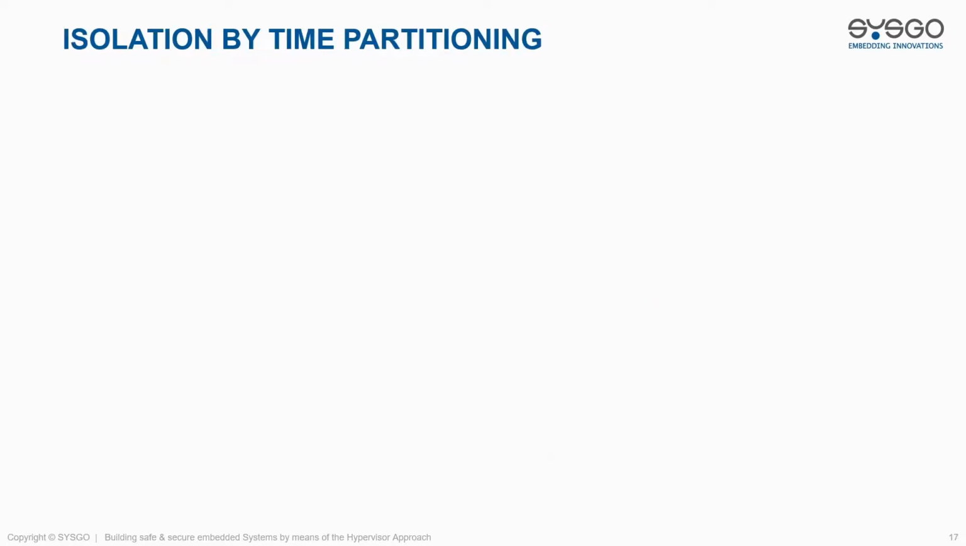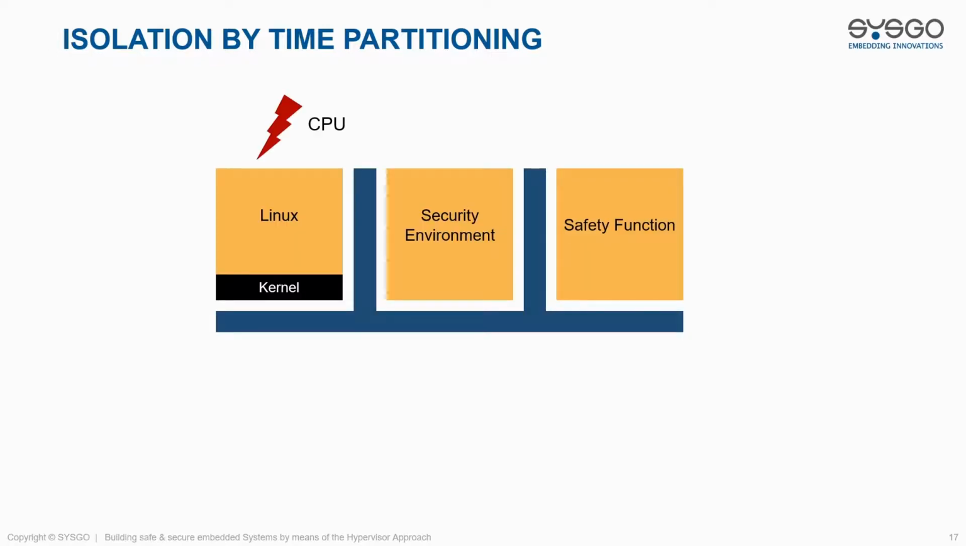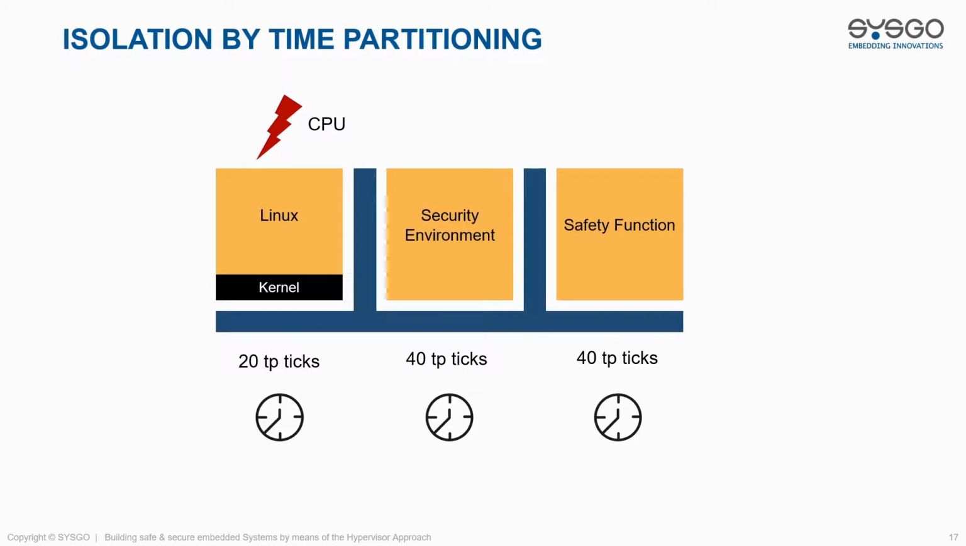You can use time partitioning to actually isolate the high effort being issued to the CPU. So if you have a Linux kernel, you would put it into a dedicated time partition, giving it only a certain amount of processor time, for example 20 time partition ticks. The security environment here would get 40 time partition ticks, and for example the safety function, which controls the airplane, 40 time partition ticks. So even if the Linux kernel is fully stressed, it will only use up the 20 time partition ticks, and both the security environment and the safety function will still run deterministically in their respective time partitions.